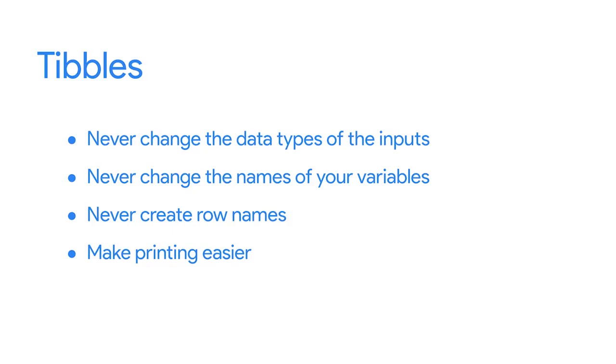Finally, tibbles make printing in R easier. They won't accidentally overload your console because they're automatically set to pull up only the first 10 rows and as many columns as fit on screen. Super useful when you're working with large sets of data.